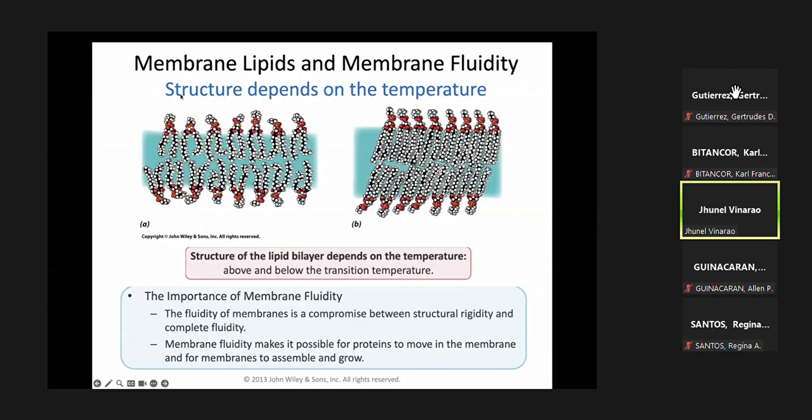So, it says here, structure depends on the temperature. So, could be na ang ginawa ng cell ko dahil sobrang init, inutusan niya yung aking DNA na mag-produce ng mga enzymes na involved sa pag-convert ng unsaturated fatty acids into saturated fatty acids.